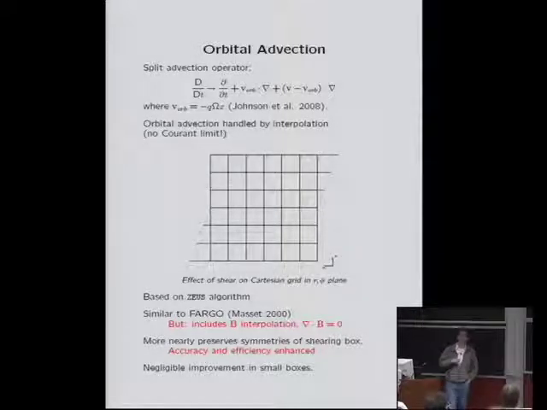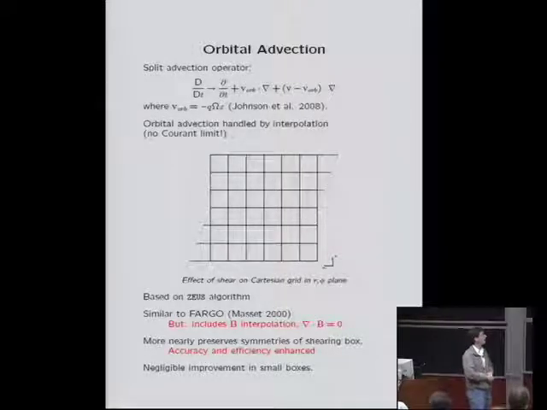The orbital advection piece can be handled by interpolation, and there's no Courant limit on that. So one can study arbitrarily large boxes without the time step going to 0, and preserve more of the radial translation symmetry, which is inherent in the shearing box. So this is a little illustration of the effective shear on a Cartesian grid.